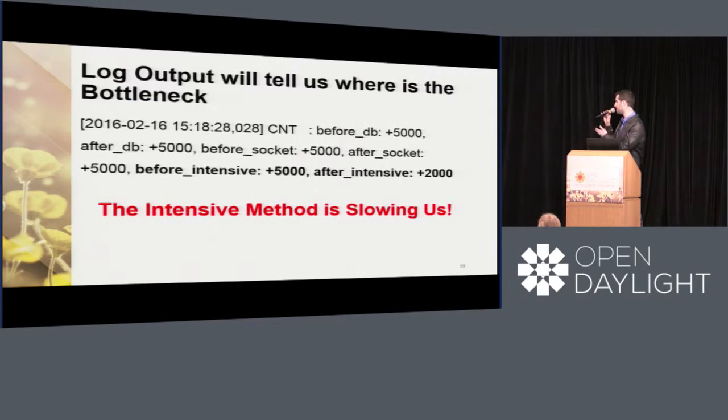And this would be an alternative result. If the CPU intensive method would be slowing me down, I would see 5,000 on every counter until the after intensive counter that has the value of 2,000. Now I know that the intensive method is slowing me down. So in a few seconds, I easily detected what the bottleneck is in my method. This capability gives you a lot of power to detect bottlenecks.